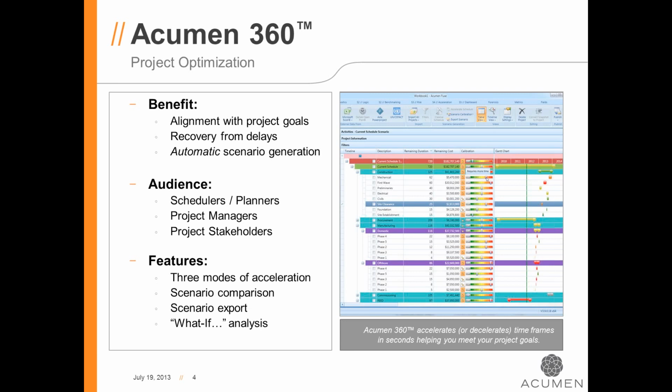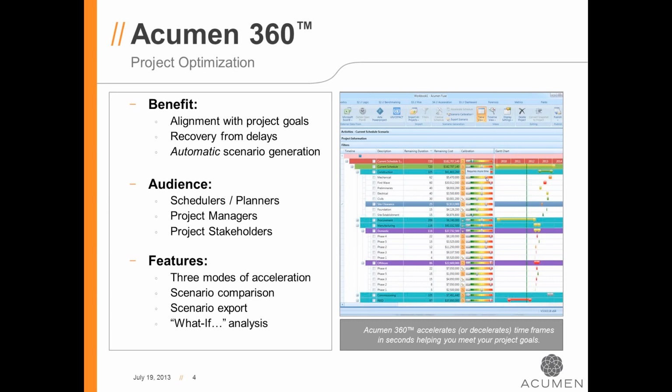Okay, so now let's talk more about Acumen 360. The benefits are several. You can recover from delays and maintain alignment with your project goals. You have the ability to perform automatic scenario generation under parameters that you yourself govern. There's also a manual interactive mode as well, which we'll be showing you during the presentation.